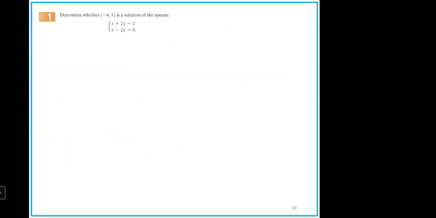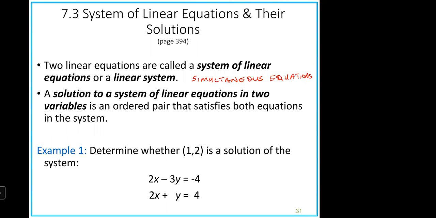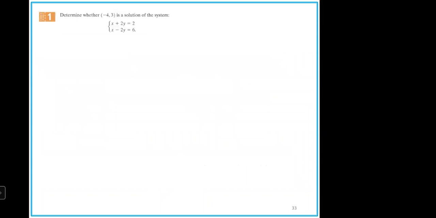So that's the purpose of this section, to show you how to work simultaneous equations. Now we could solve them graphically, or we could solve them using some other methods. We're not going to look at the other methods today. We'll look at them next class, substitution and so on. But for today, we're going to be looking at how you could graph them.